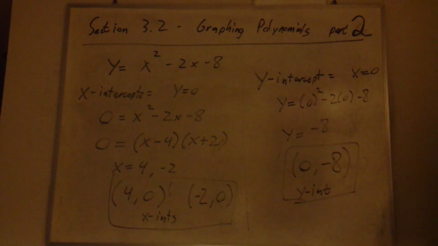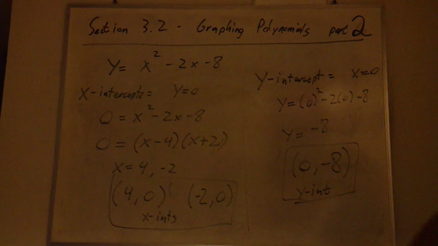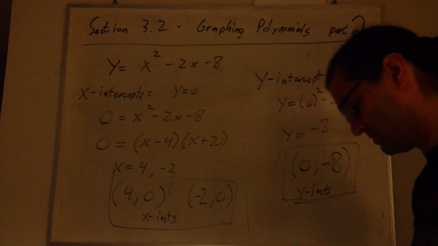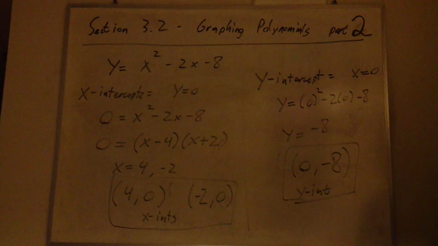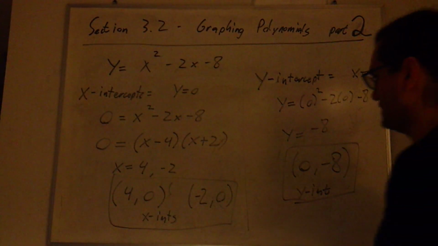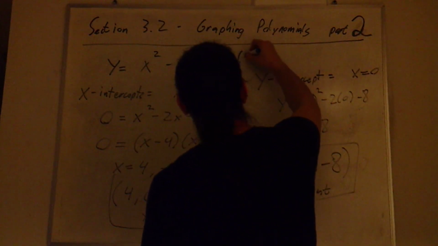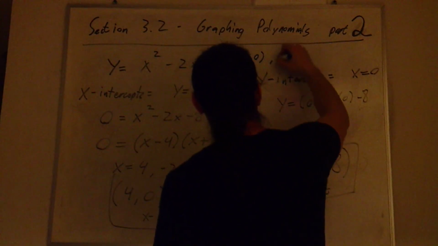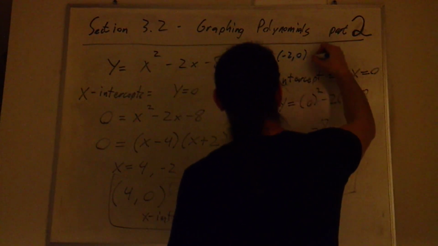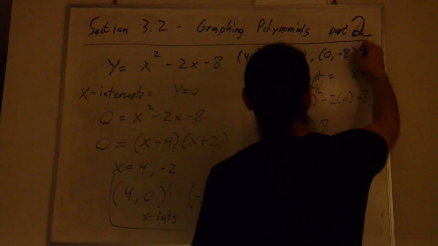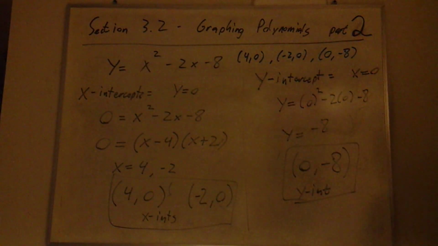Good. So that's my x-intercepts and my y-intercepts. The next thing we need, I'm going to have to erase all of this. Let me write down these points real quick: (4, 0), (-2, 0), (0, -8). This is my local behavior. These 3 points.